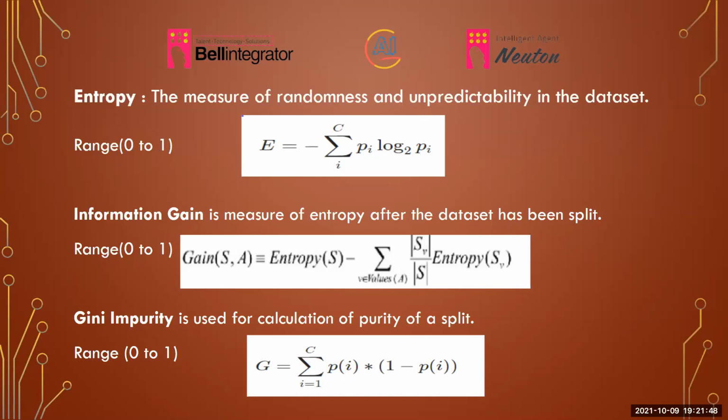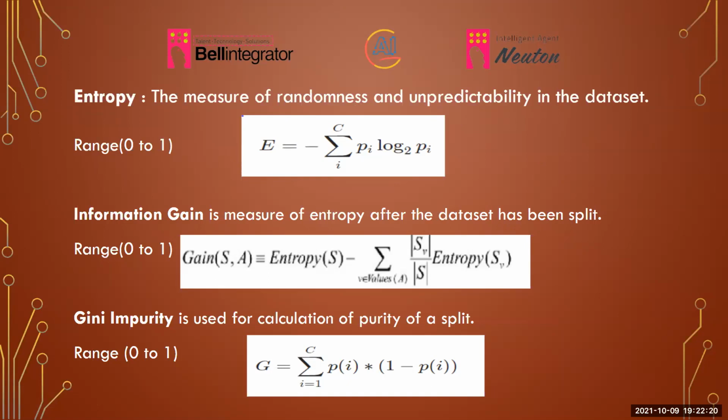So, like I have pointed out, entropy is the measure of randomness and unpredictability in the data set. It ranges between 0 and 1, 1 being the worst, 0 being the perfect. Anything in between is good. So we always try to keep our entropy to the minimum. When we keep our entropy to the minimum, it means automatically we are generating more information. We are having more information gain.